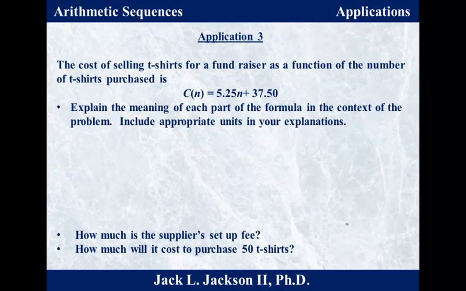Okay, let's try another application. The cost of selling t-shirts for a fundraiser as a function of the number of t-shirts purchased is C of n equals 5.25n plus 37.50. Explain the meaning of each part of the formula in the context of the problem, and be sure you include appropriate units in your explanations. How much is the supplier's setup fee, and how much will it cost to produce 50 t-shirts? Okay, go ahead and see if you can answer this and then come back. Press pause now.